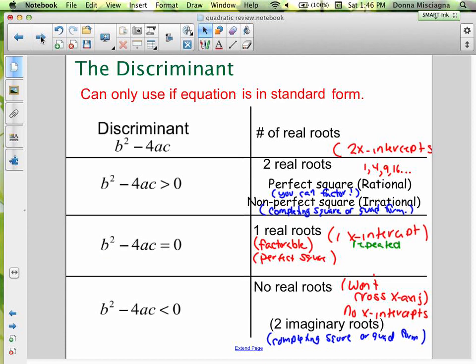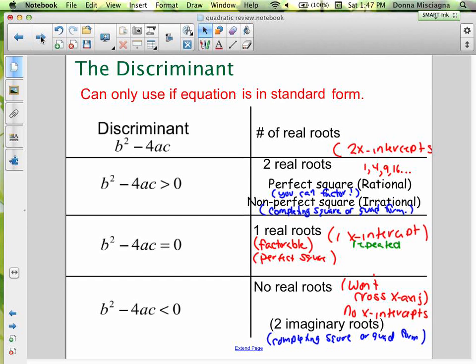All right, and so now let's look at three types of discriminants: greater than 0, equal to 0, less than 0. And let's look at the number of real roots we have. All right. So let's take a look. If our discriminant, b squared minus 4ac, is greater than 0, we have two real roots. There's two different things it could be. It could be we have a rational solution or an irrational solution.